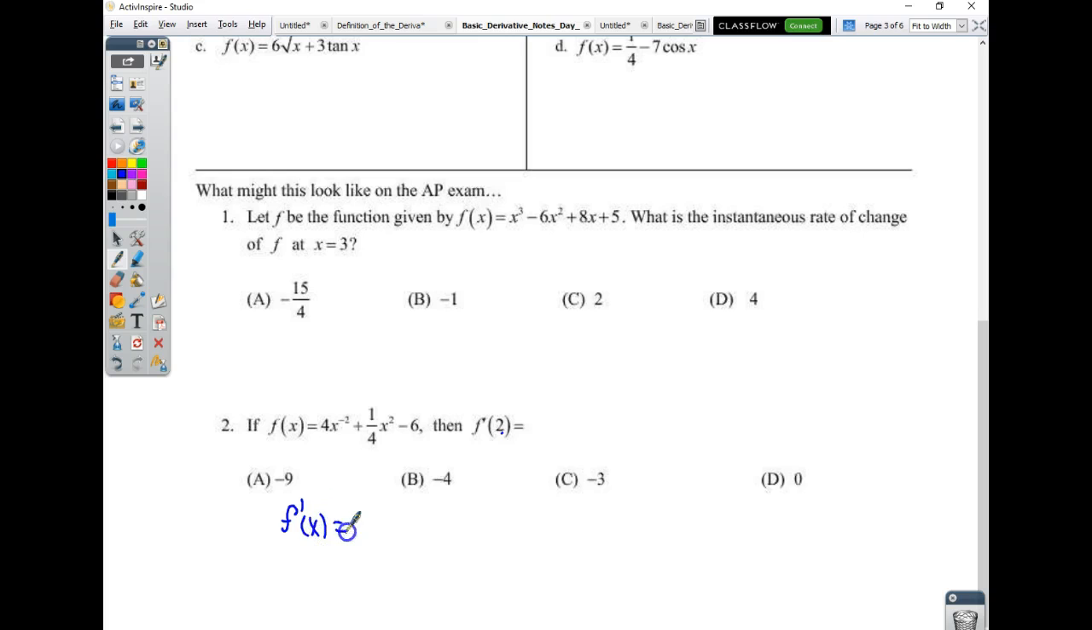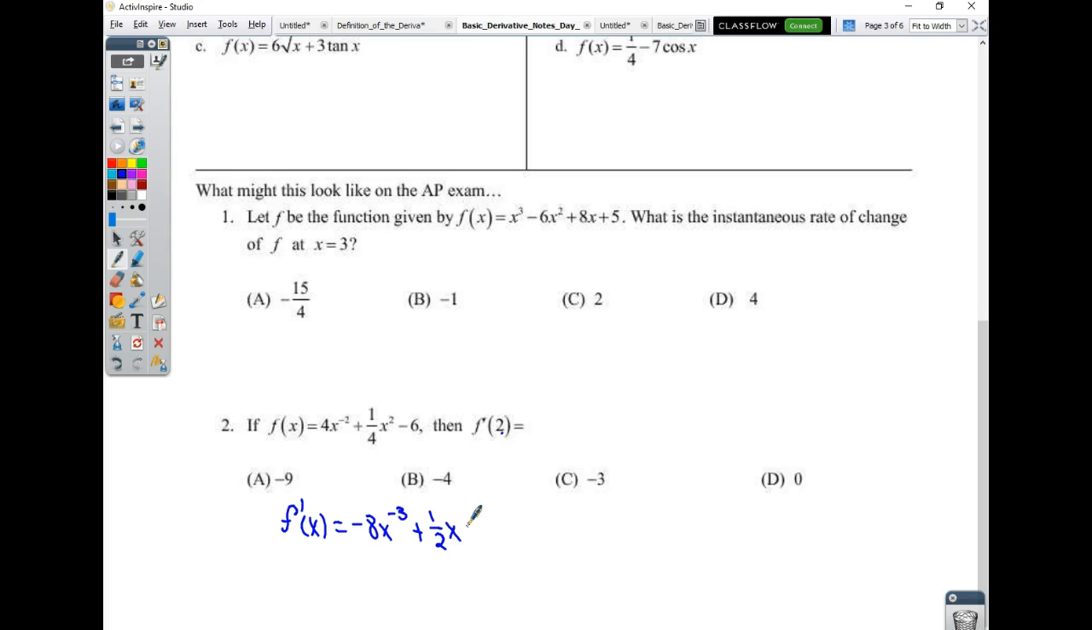F prime of x is going to be 8x to the negative 3 plus 1/2 x minus 0. Don't be surprised if I ask you that multiple times, because there will be people that will tell me it's like 1 or something silly like that. I don't want that to happen.